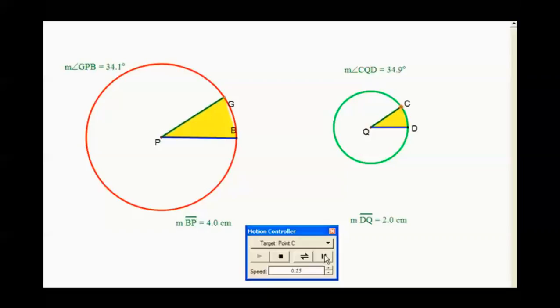Again, if I pause this at some point close to roughly the same angle measurement or degree measurement that point has passed through for both.